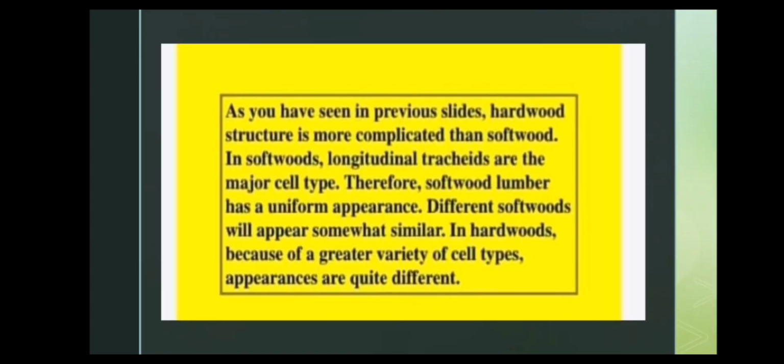As you have seen in previous slides, hardwood structure is more complicated than softwood. In softwoods, longitudinal tracheids are the major cell type. Therefore, softwood lumber has a uniform appearance. Different softwoods will appear somewhat similar. In hardwoods, because of a greater variety of cell types, appearances are quite different.